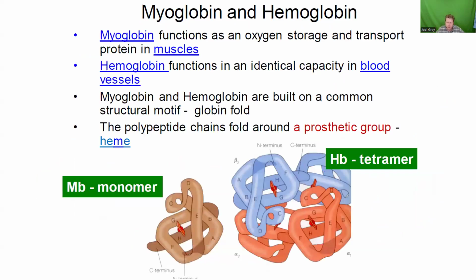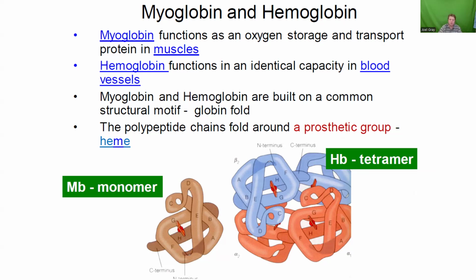Now, we're going to look at first kind of a protein-centric link. Myoglobin is a protein that functions as an oxygen storage and transport protein in the muscles or in your peripheral tissue. So that's an important detail to remember. Hemoglobin functions in the exact same way. So it functions for oxygen storage and transport, but it does it in the blood vessels. So I always kind of think about this as hemoglobin is picking up and dropping off, myoglobin is staying where it is and working. Now, myoglobin and hemoglobin are built on what are known as a structural motif.